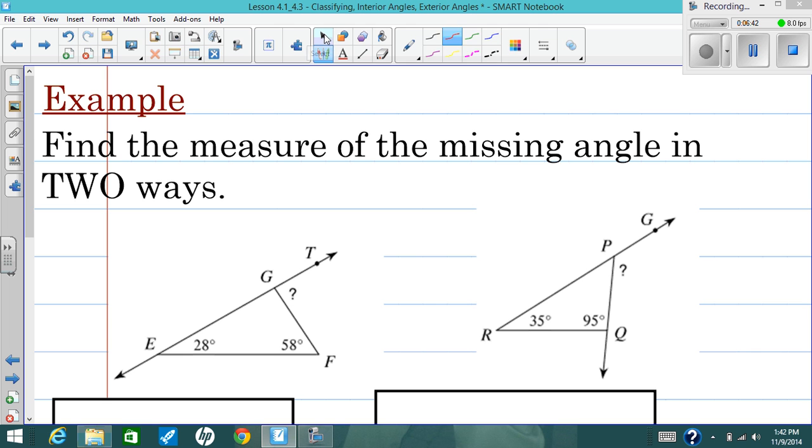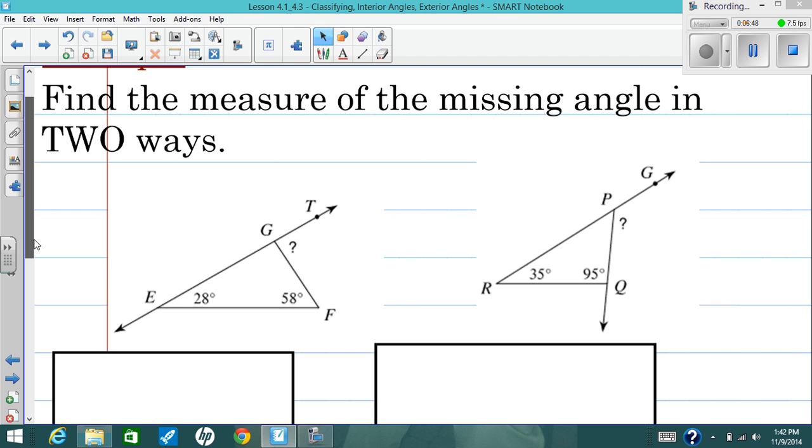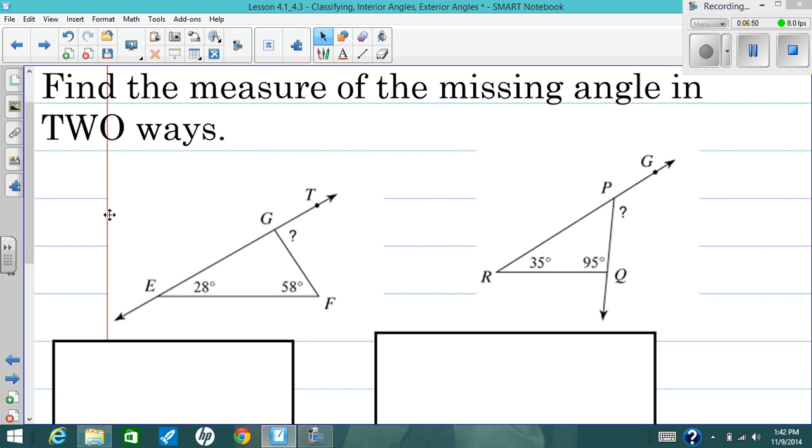So I want you to pause here, use that exterior angle sum theorem to find the measure of the missing angle. And there's 2 ways you can do this. You can possibly use the interior angle sum theorem, but you can also use the idea of remote interior angles. So I want you to try it 2 ways. If you only can do one, I'll show you both.